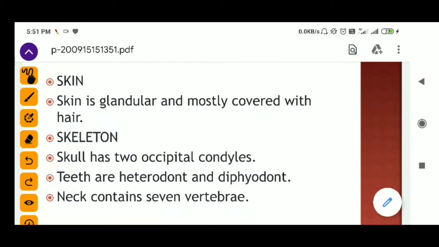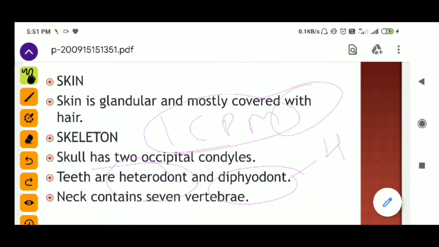Coming to the skeletal system, the skull has two occipital condyles and the teeth are heterodont, which means different types, like incisor, canine, premolar and molar. They are diphyodont, which means they have milk teeth and permanent teeth. All mammals have different dental formulas; for humans it is 2123 and the total comes to 32. The neck of all mammals contains 7 vertebrae.